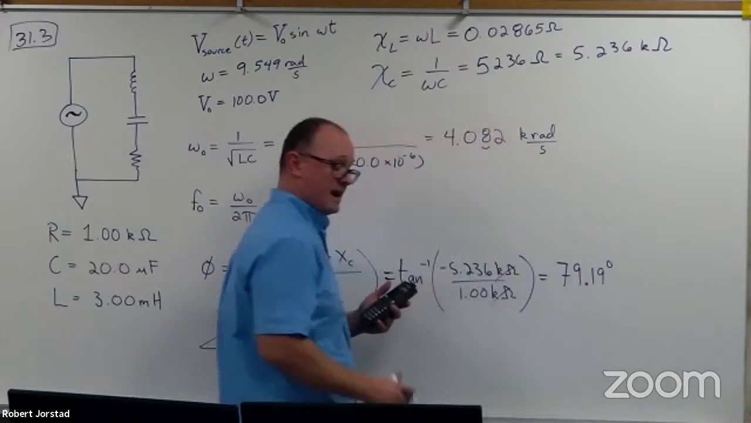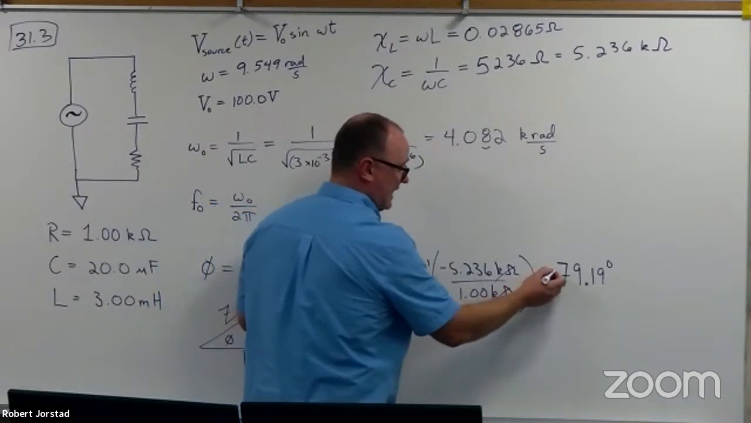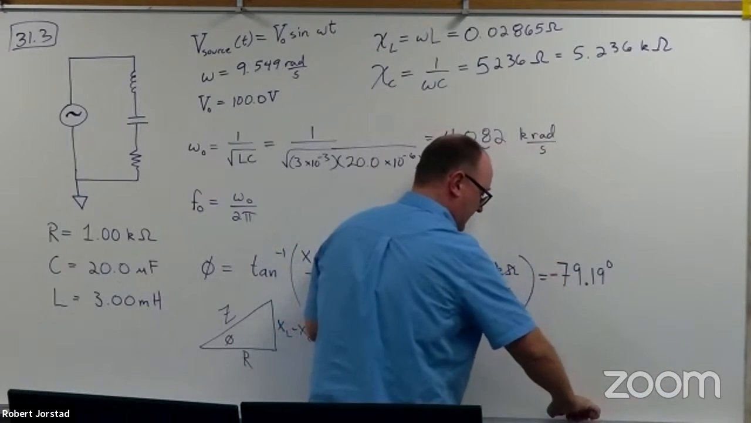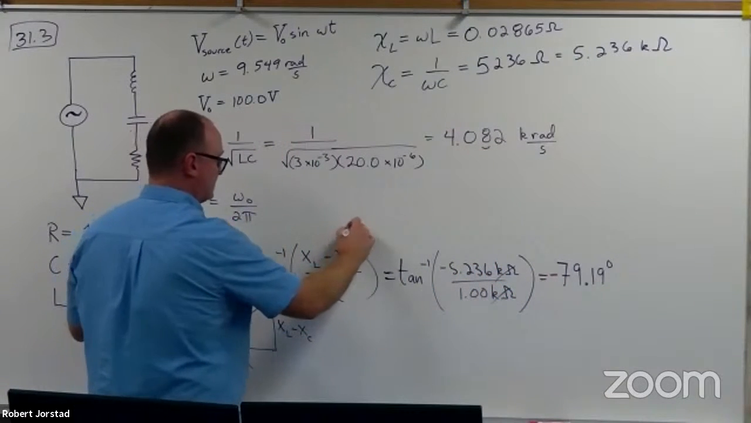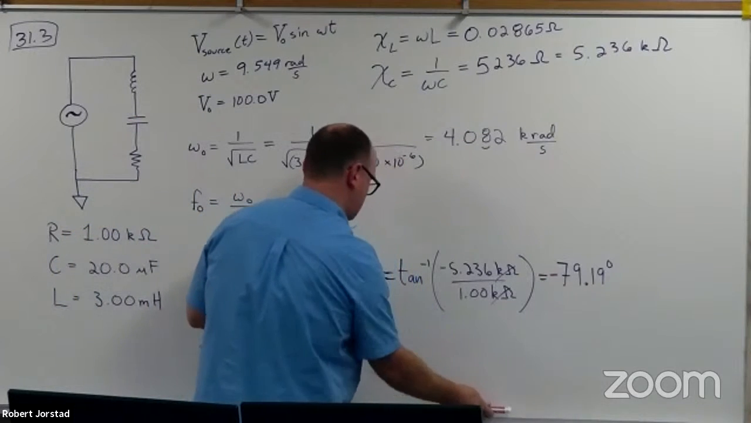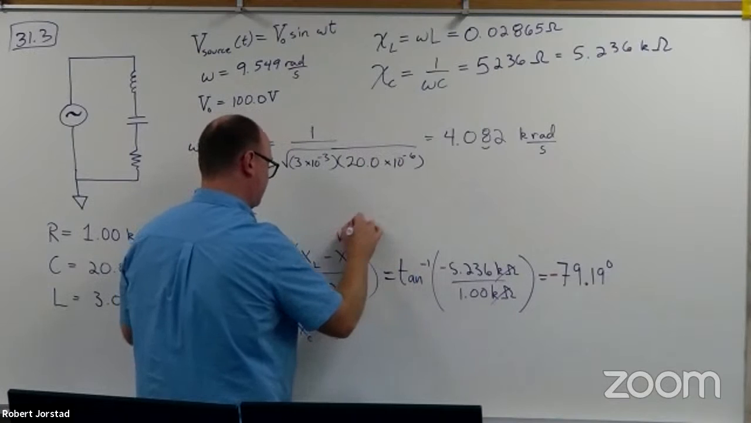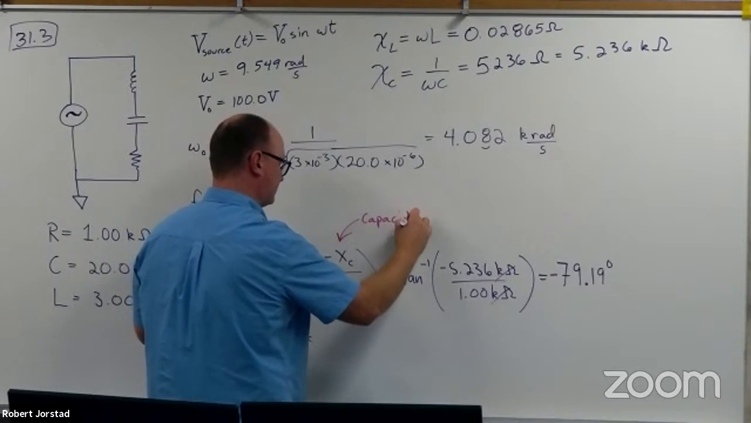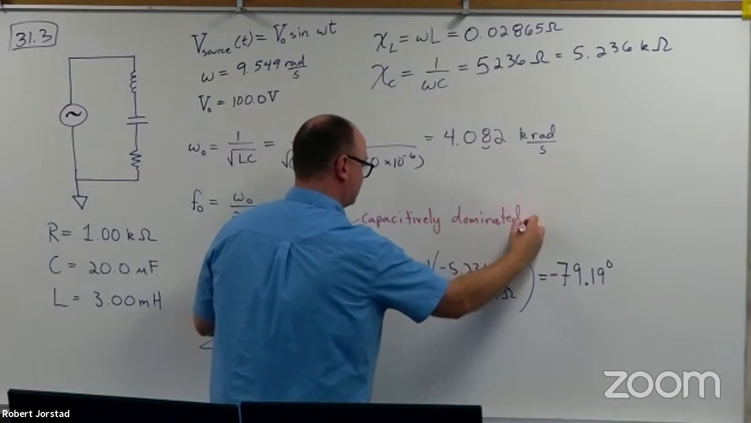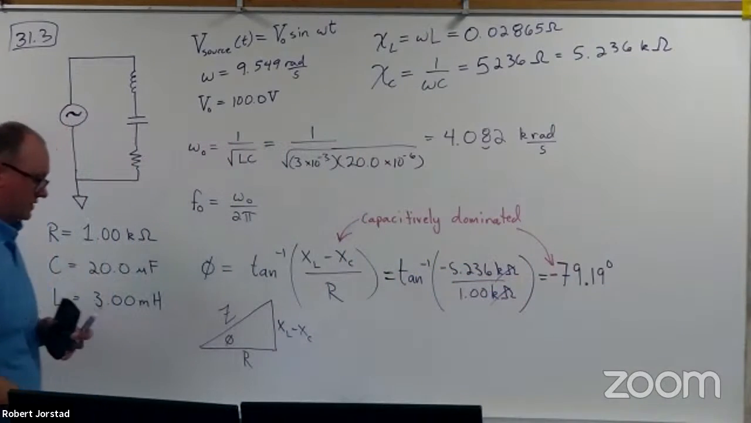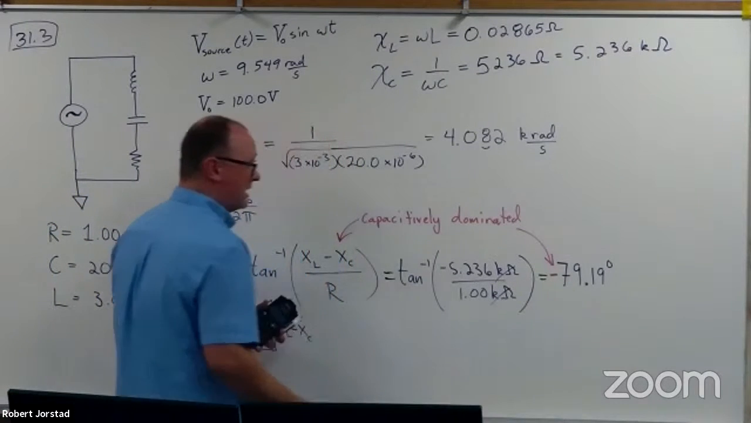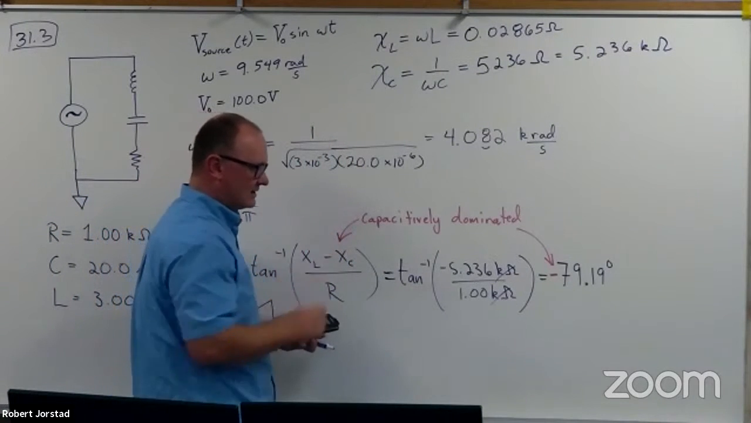I get 79.19 degrees. Now, as we discussed earlier, and this is negative. I get a negative phase angle. I can use this equation to help me out. Negative phase angle means this term's bigger. That's what gives rise to the negative phase angle, the capacitive dominating the circuit. Now, just in case, I guess I could convert this to radians if I need it.